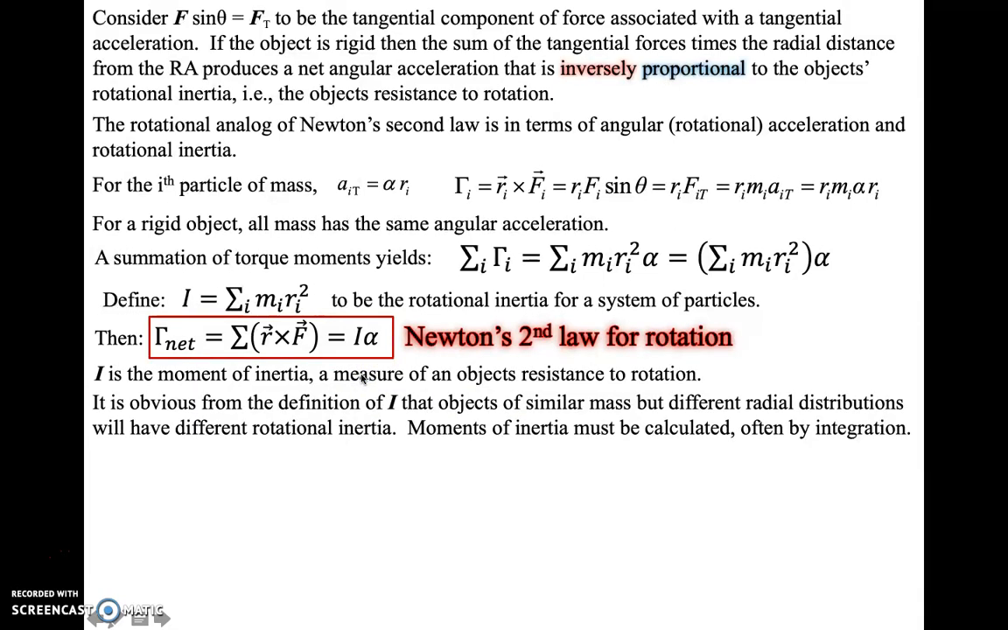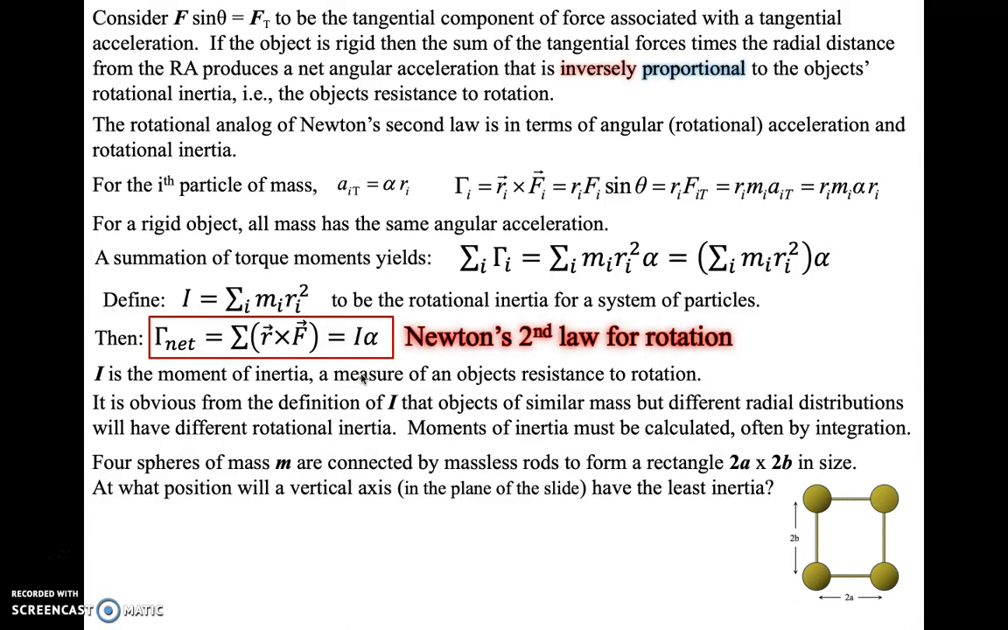Okay, well, let's look at applying this. It's obvious from the definition that objects of similar mass but different radial distributions, different shapes, different rotational axes, will have a different resistance to rotation. So typically we have to calculate it, and often given certain assumptions like uniform densities, we can do it by integration. Let's do a simple problem. We've got these four masses spaced apart. They're spaced vertically apart differently than they are horizontally.